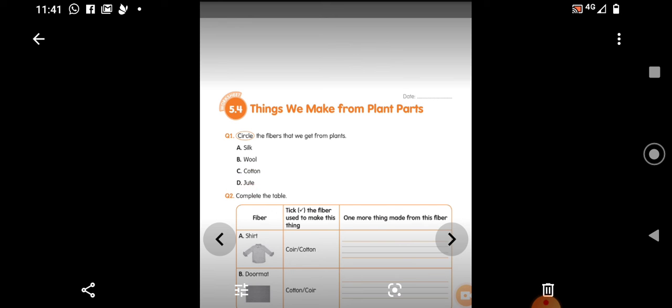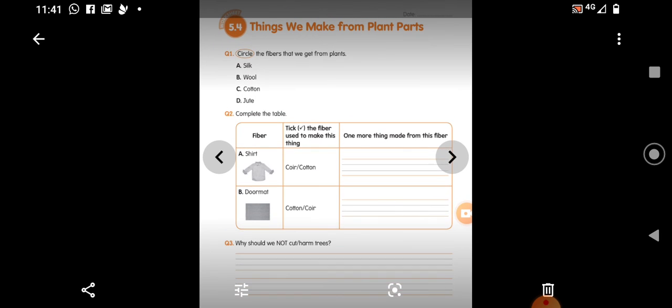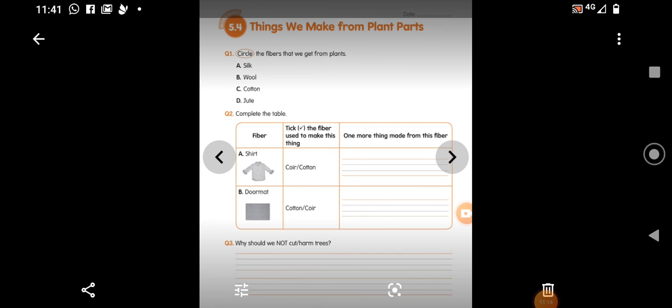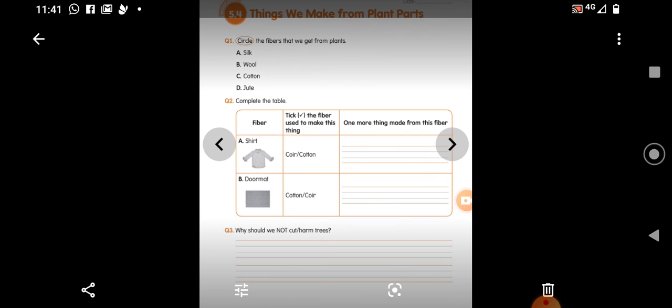Now let us see the next question. I'll move on. Complete the table. Fiber. Tick the fiber used to make this thing. One more thing made from this fiber. See that? Shirt. Okay. So now, which fiber? Coir or cotton? Coir we can't make, it's very rough, I told you, no. So we can't make a shirt. So it is cotton. One minute children, I'll take my pen. So you can tick the cotton.